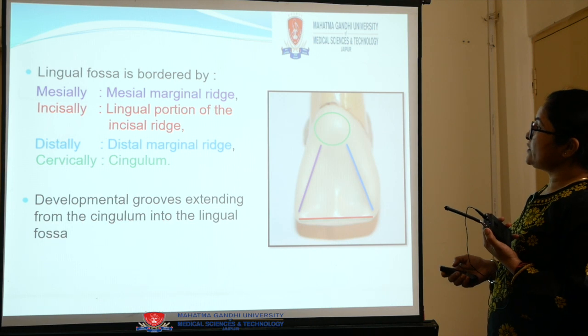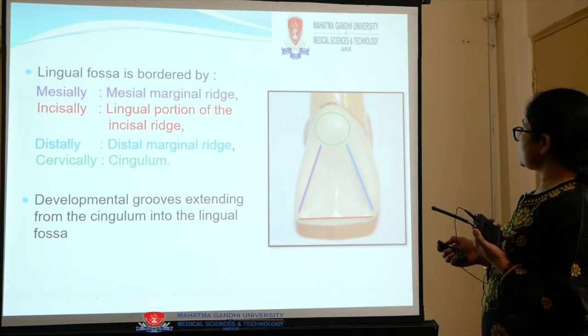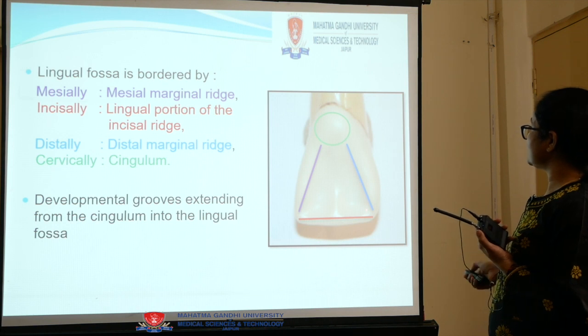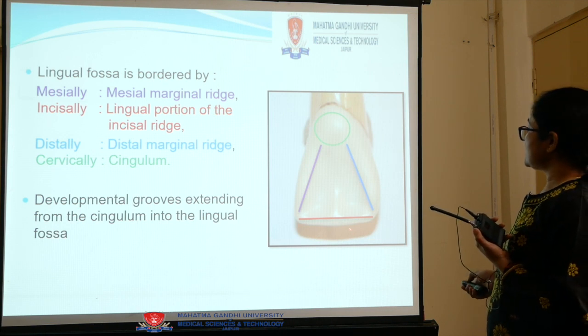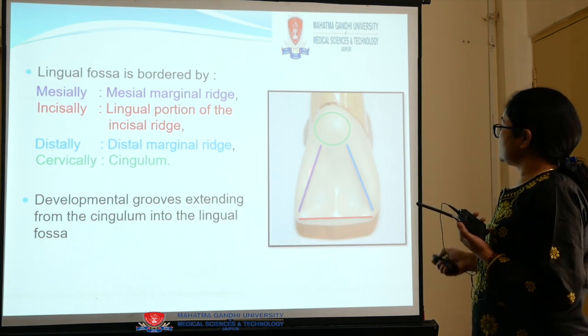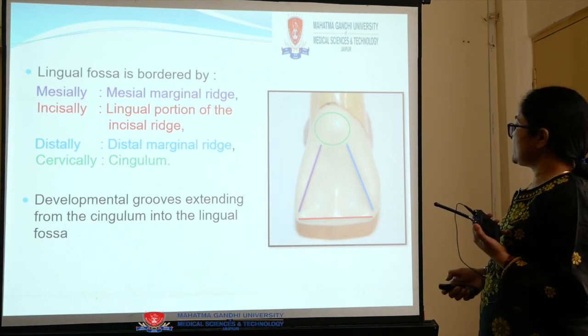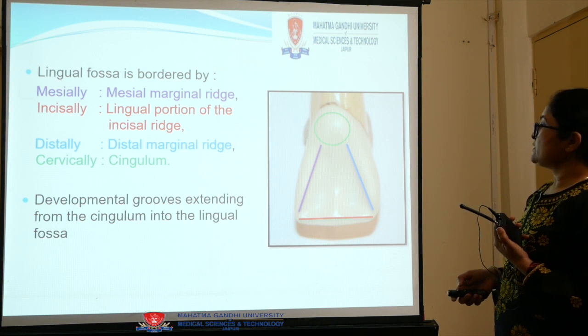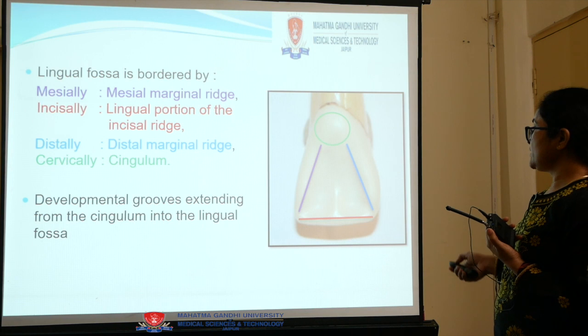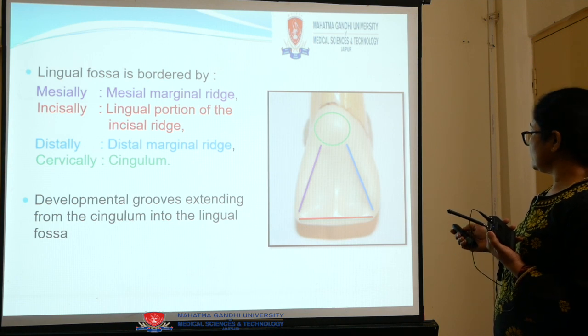So the boundaries of the lingual fossa: mesially it is bounded by the mesial marginal ridge, distally it is bounded by the distal marginal ridge, incisally it is bounded by the lingual portion of the incisal ridge, and cervically it is bounded by the cingulum. Sometimes developmental grooves may extend from the cingulum into the lingual fossa.